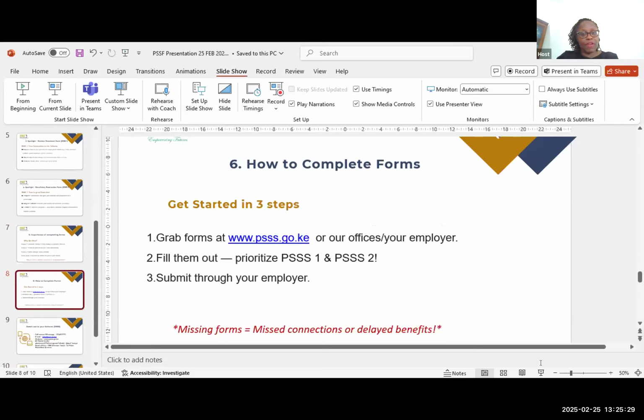The forms are found at the website, www.psss.go.ke, or our offices at Central Bank, Pension Towers, or your employer. These forms were disseminated to the employers. All employers have copies of these forms, and the forms are also online.